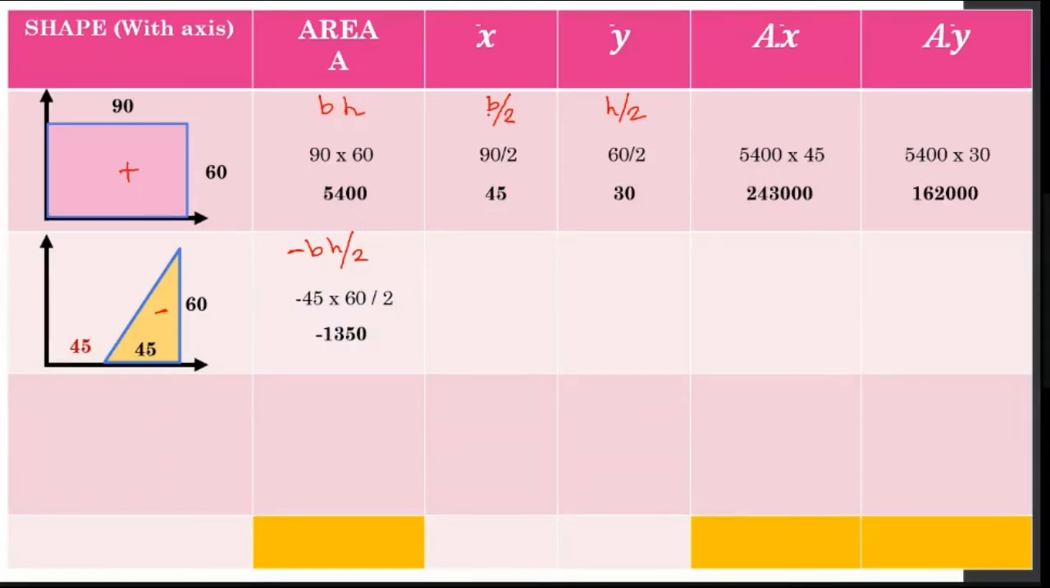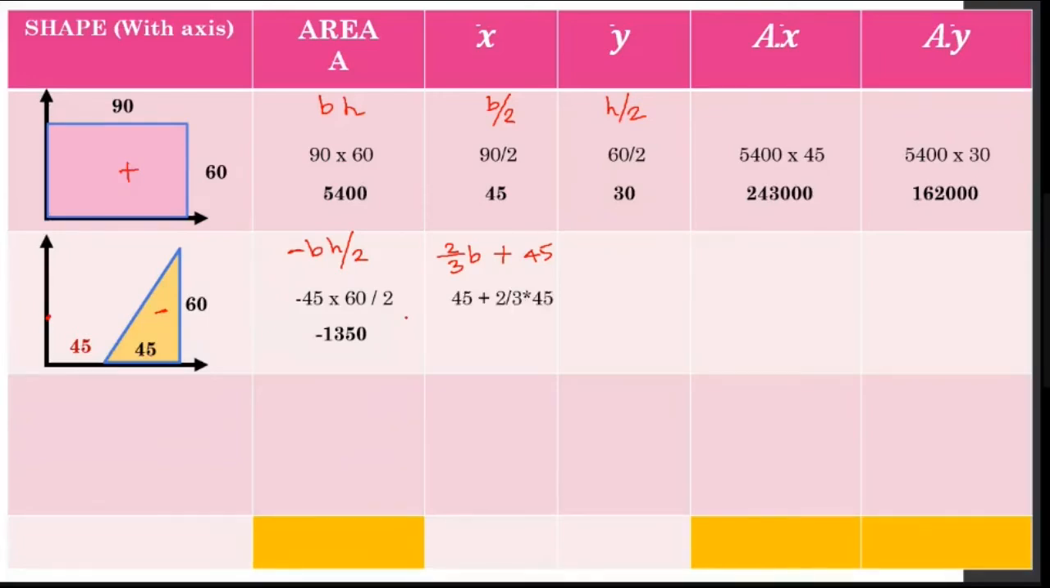Next, x bar. From the apex, it is 2/3 of b. Right? It is 2 by 3 of b. Plus, it has an offset distance of 45. That also you have to consider. So from this, I'm going to identify my x bar. So it has a force 45 mm plus 2/3 of b.